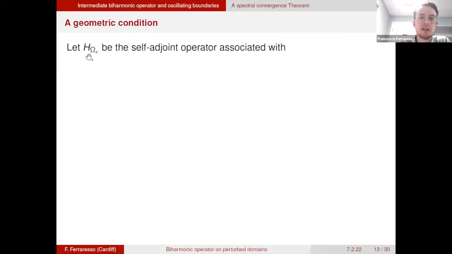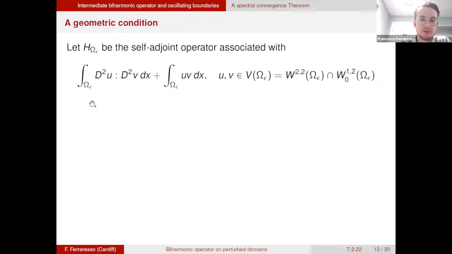So I will call H of omega epsilon the self-adjoint operator associated with this sesquilinear form with this energy space. So this is again the biharmonic operator with intermediate boundary condition plus the identity.